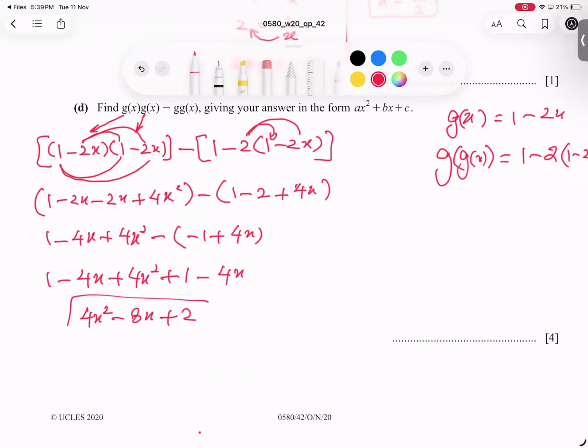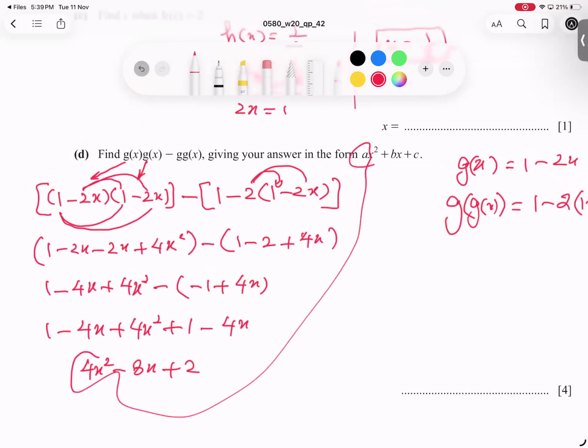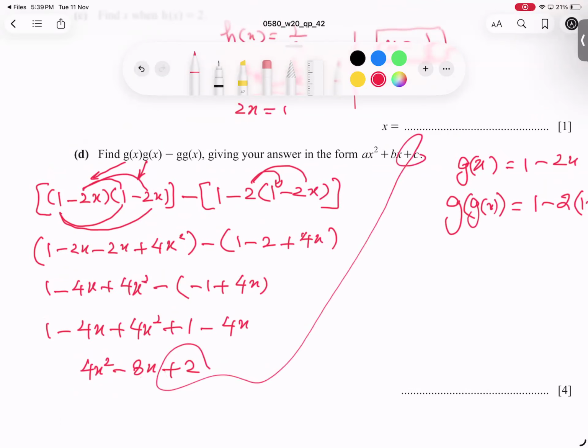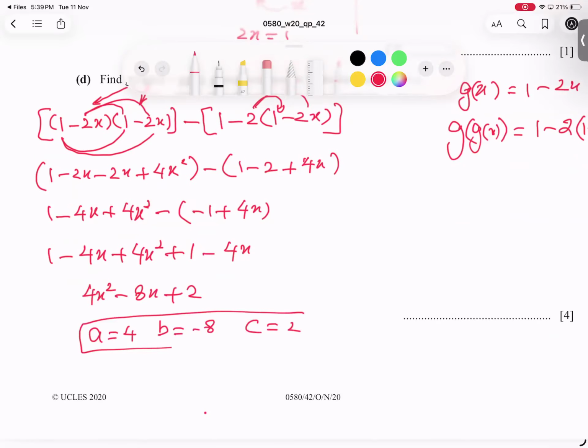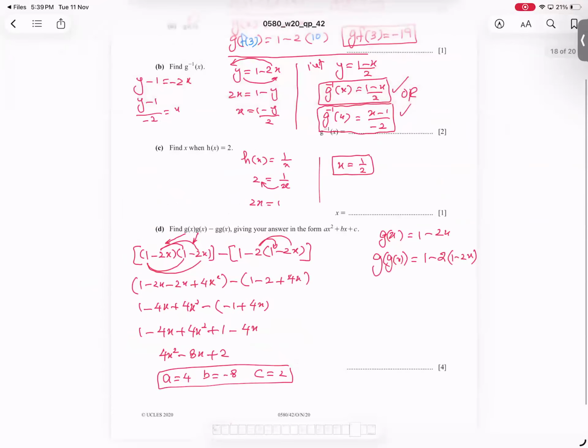If you compare this with this, he's not asking, but look here. This is the value of a, this is the value of b, and this is the value of c. Though he's not asking us, if he asks you, you must write a is 4, b, don't say 8, negative 8, and the c value is 2. So Alhamdulillah Rabbil Alamin, this part is clear. And let's go on to the next page.